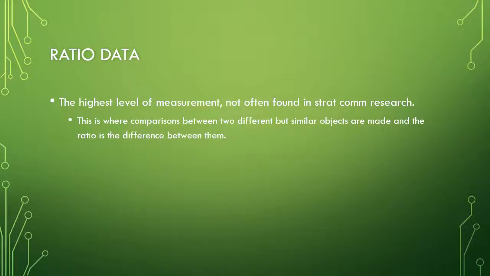Ratio data is comparisons between two different but similar objects, and the ratio is the difference between them. So you're not looking at apples and apples, you're looking at apples and tangerines, or squashes and pineapples. You're not always looking at things that are exactly the same. They're similar sometimes in some way, shape, or form. Again, in StratComm, we prefer to look at apples to apples, oranges to oranges, pineapples to pineapples. We like to make sure that we're trying to be consistent.